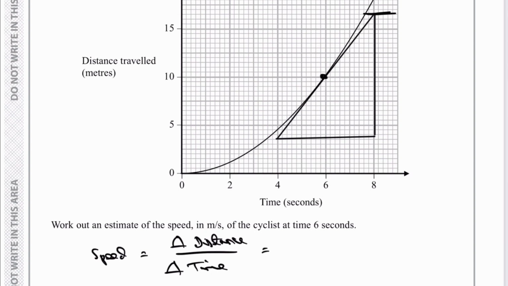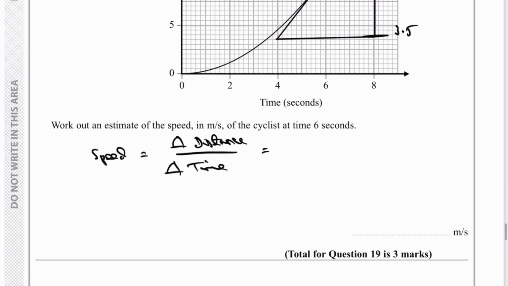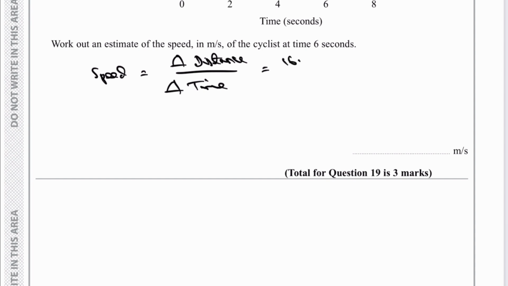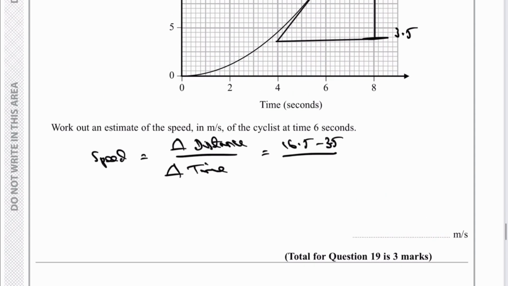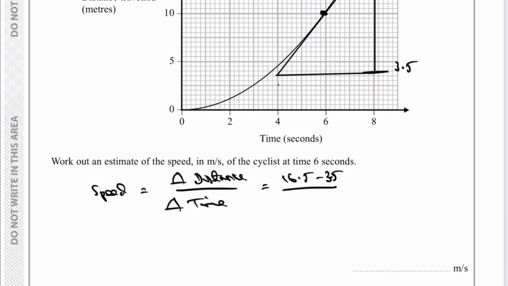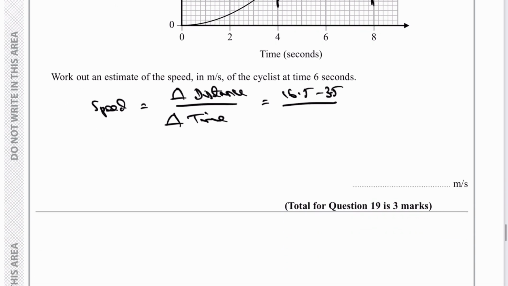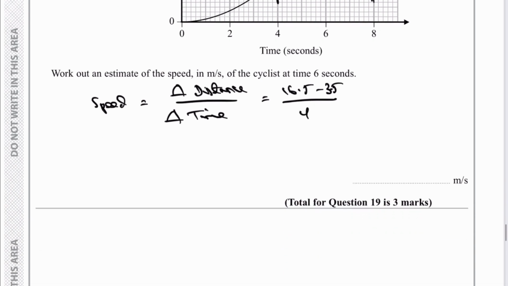So we're looking at the distance change between this point and this point, which is the difference between 16.5 and 3.5. So we've got 16.5 take away 3.5, and then the difference in time is going to be the difference between 4 and 8. So that's actually going to be 4 seconds. And when I put that into a calculator, I'm going to get 3.25, which is the answer to the question, 3.25 meters per second. Okay, hopefully that's okay for you.